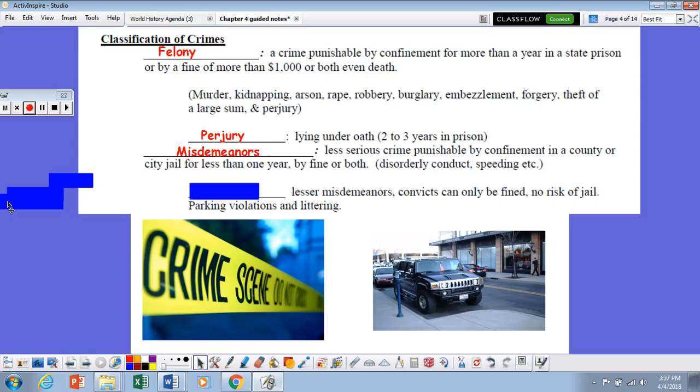A minor offense would be a misdemeanor. This is a less serious crime punishable by confinement in a county or city jail for less than a year, or a fine, or both, like disorderly conduct. Speeding would be an example of that. An infraction is a lesser misdemeanor. This would be no risk of jail, but you would probably pay a fine, such as for parking violations or littering.